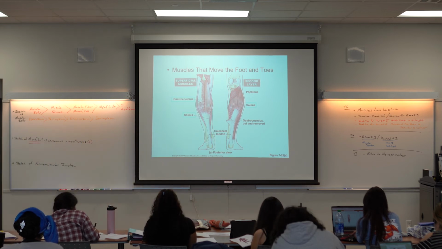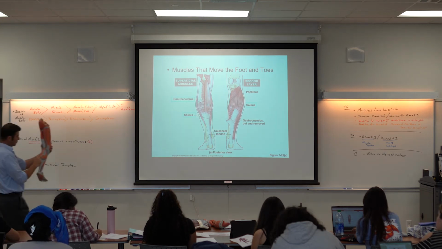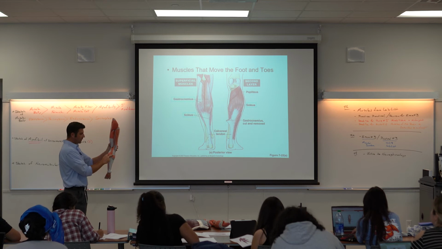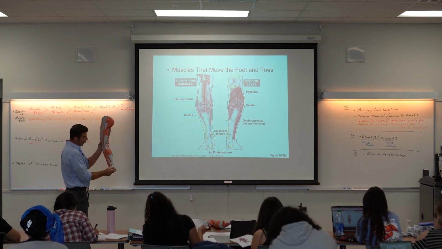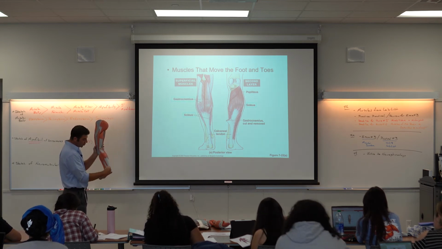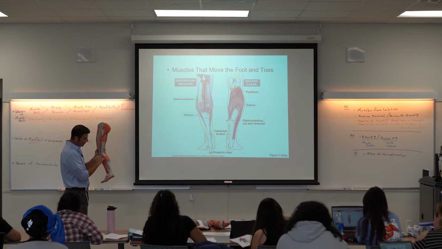Here's the leg model that has this double-bellied muscle of the gastrocnemius. So both of those represent the gastrocnemius. And then we can see the other muscle that also contributes to that Achilles tendon is the soleus. It's right underneath the gastrocnemius.